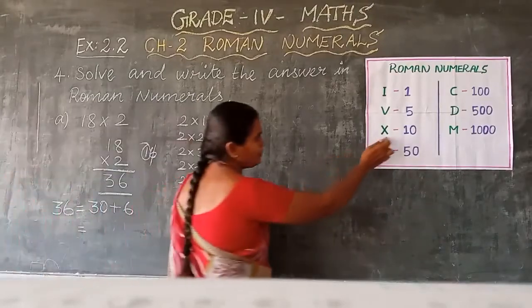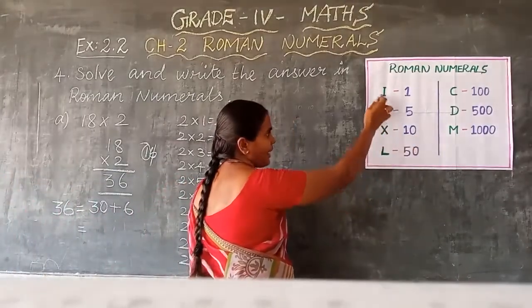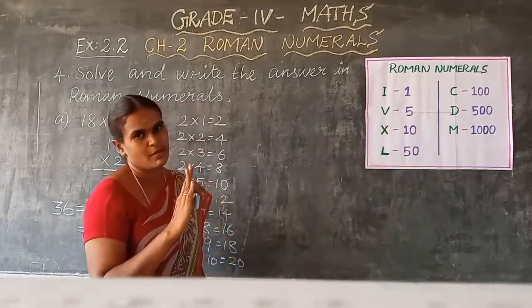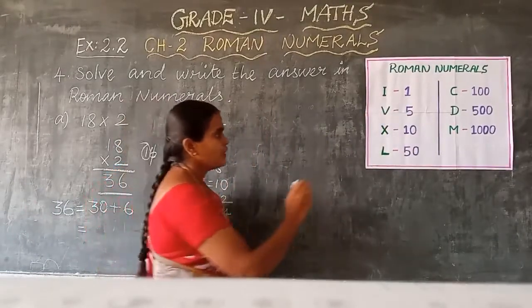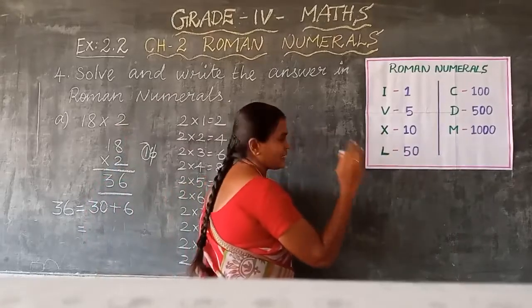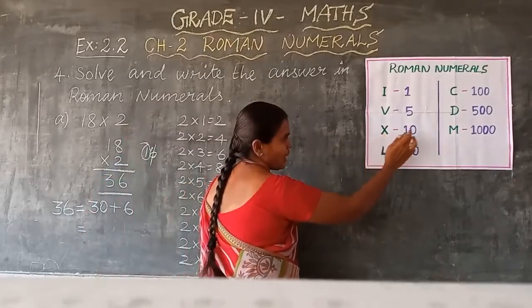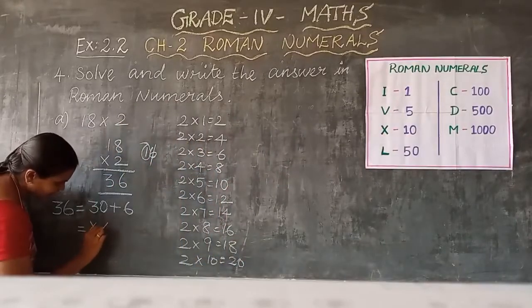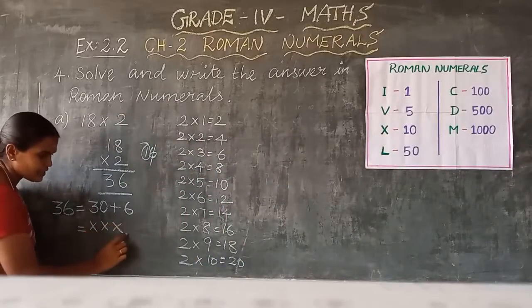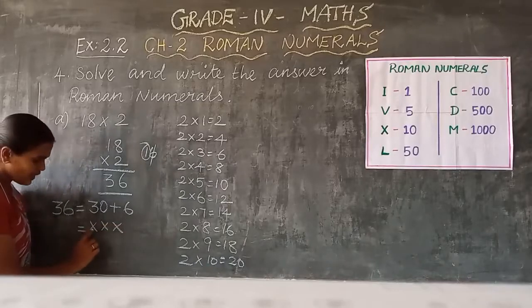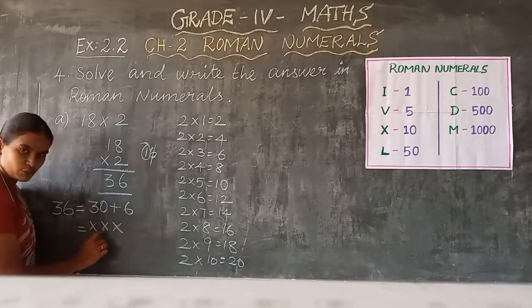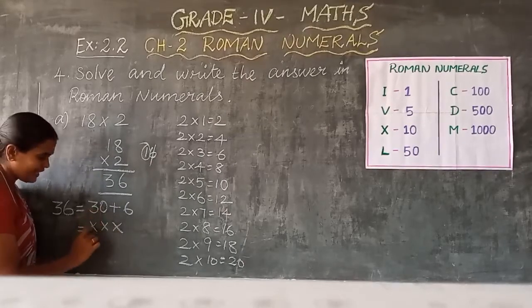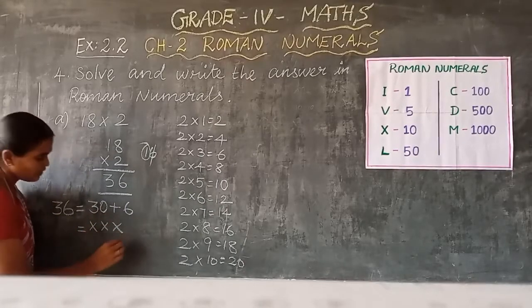X. We know the rules: a symbol can be repeated a maximum of 3 times. So 30 means X, value 10, and I will write it 3 times: X, X, X. Repeated means addition. So X value 10, 10 plus 10 is 20, 20 plus 10 is 30. So 30 means X, X, X.